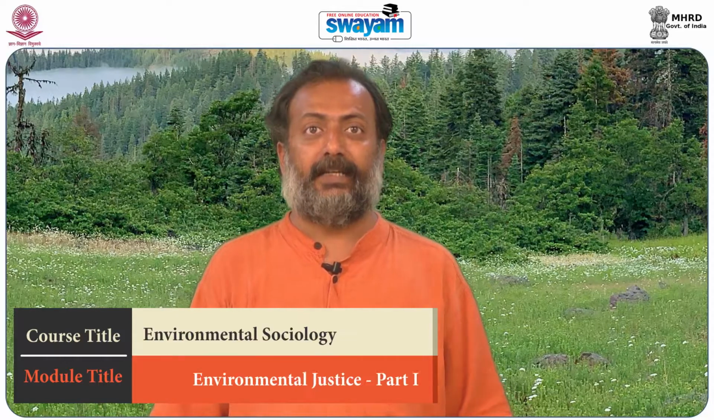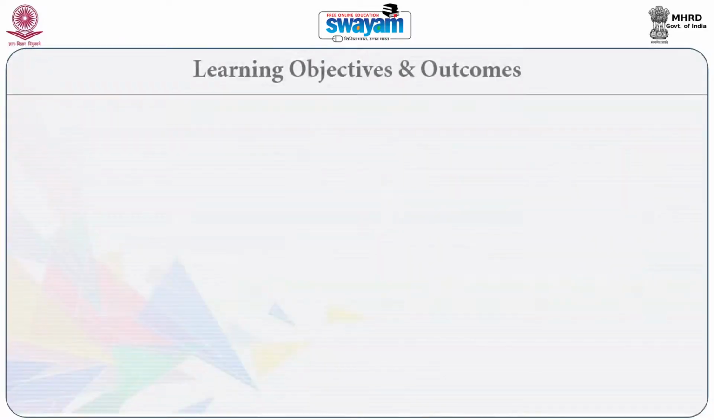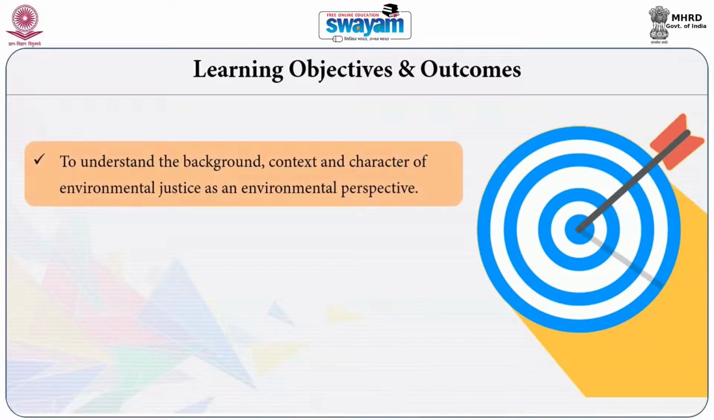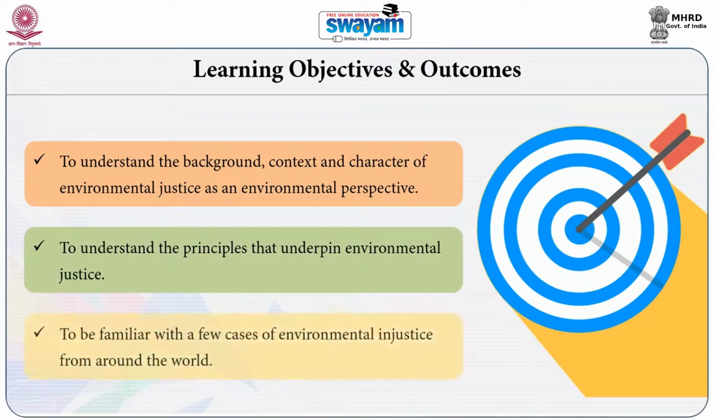In today's session, we shall discuss what is called environmental justice. Our learning objectives will be threefold. Firstly, to understand the background, context and character of environmental justice as an environmental perspective. Second, to understand the principles that underpin environmental justice. And third, to be familiar with a few cases of environmental injustice from around the world. Each of these objectives will be addressed in a separate session.